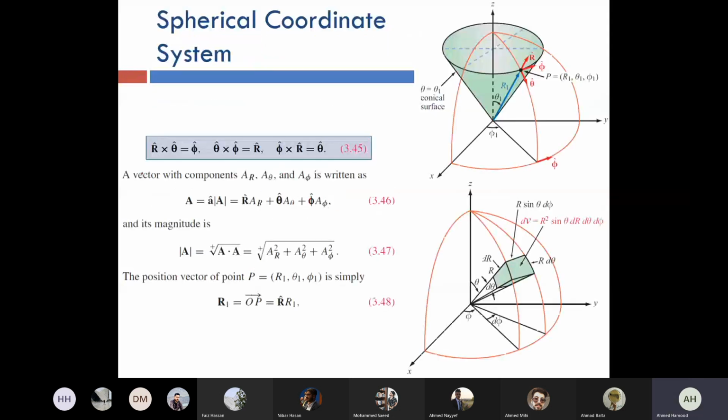Okay, this is just repeating from the previous slides, where you can see the unit vectors. The vectors A could be in these three directions, three variables. Then the magnitude is also the same. You have A r square, A theta square, and A phi square. And of course, if you want to find the position vector, which could be from O to P, you see this is the position from O to P, right? Which you can see is R vector R1.